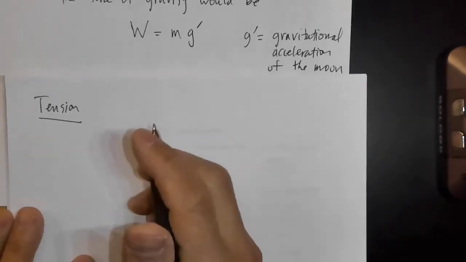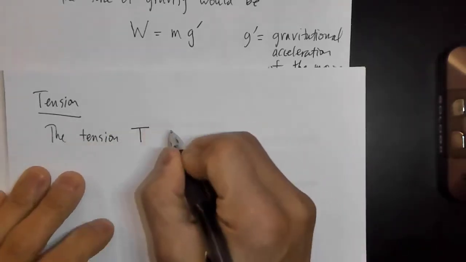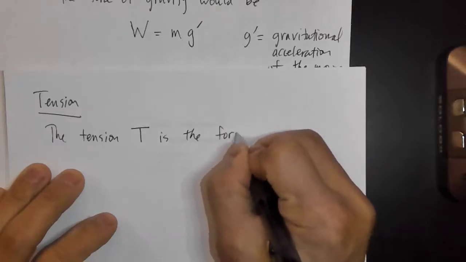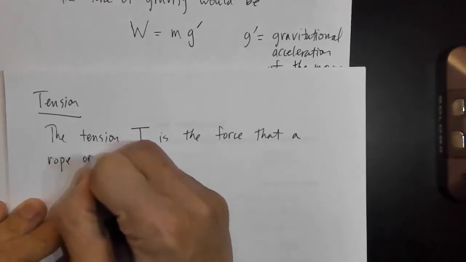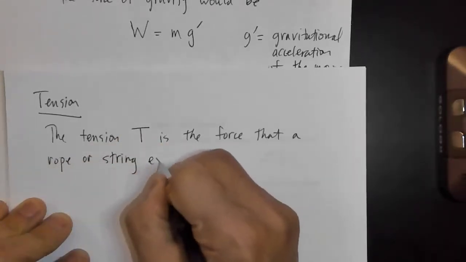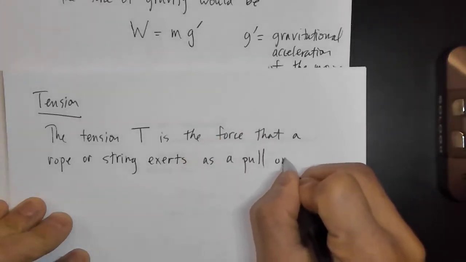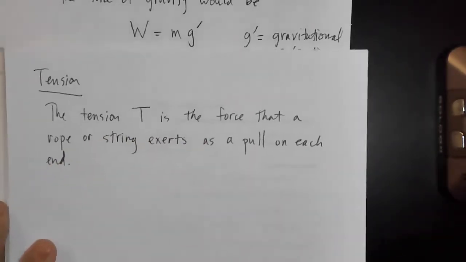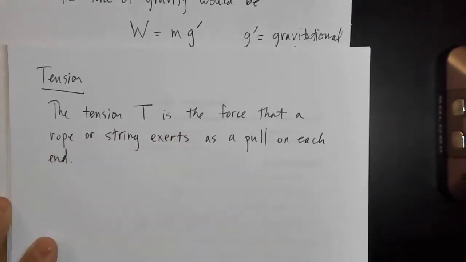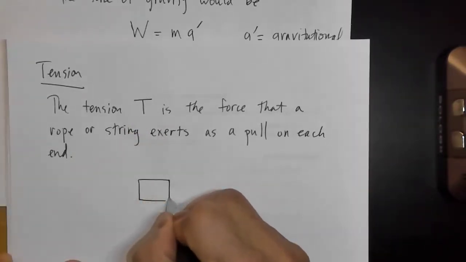Okay? The tension, capital T, is the force that a rope or a string exerts as a pull on each end. Okay, so when I write T, I mean the symbol for the force, but without the direction, because the direction will be indicated by arrows. So let me show you like this.